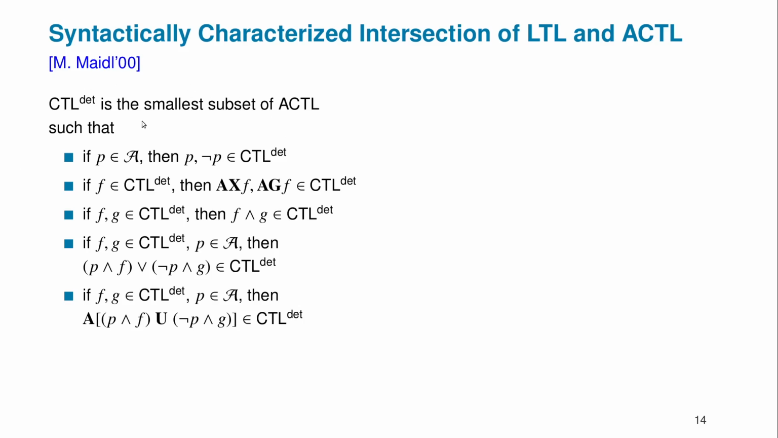This is the smallest subset of ACTL, so only A quantifiers, which contains the following formulas. If P is an atom, then P and not P are in CTL det. If F is a CTL det formula, then AXF and AGF are in CTL det. If F and G are in CTL det, then F and G is in CTL det. Yeah, so nothing special about these formulas. They are included as in full CTL.